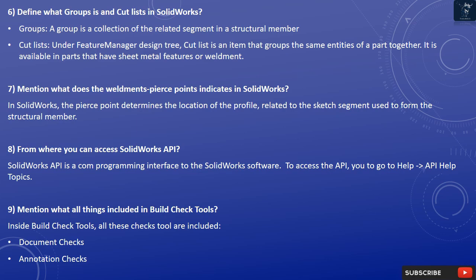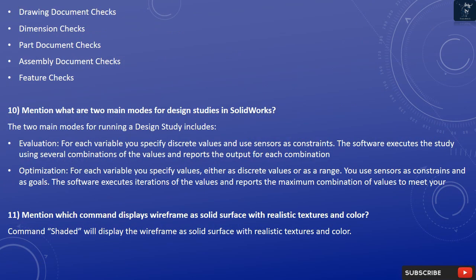9. Mention what all things are included in Build Check Tools. Inside Build Check Tools, all these check tools are included: document checks, annotation checks, drawing document checks, dimension checks, part document checks, assembly document checks, feature checks.